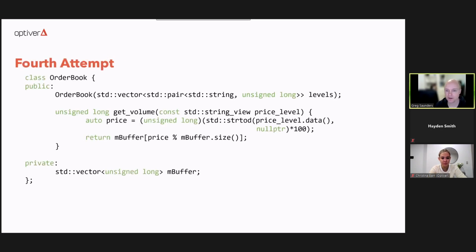So what does that look like in code? Well, here it is. Now I don't have a map anymore. As you can see at the bottom of the screen, I have a vector of longs. Those longs are the volume at each price level. And then the way I use that buffer is I first convert the price from a string into an integer. And then I take the mod, or the remainder after division, of that price compared to the size of the buffer, and that tells me what entry it's going to be in the buffer, and then the lookup is going to be much, much faster.